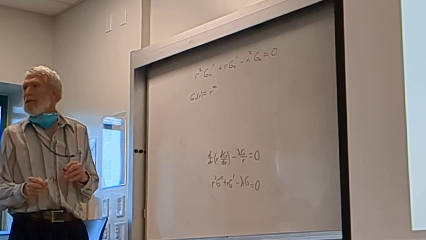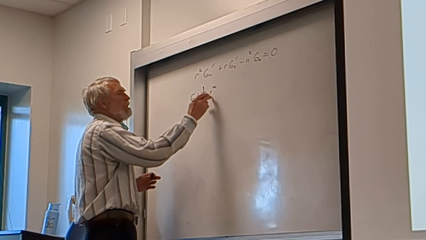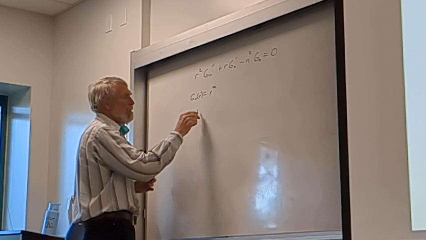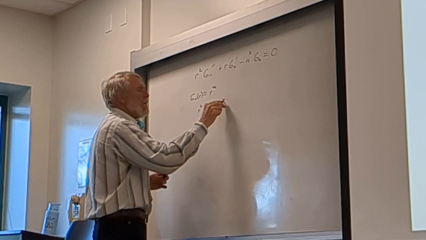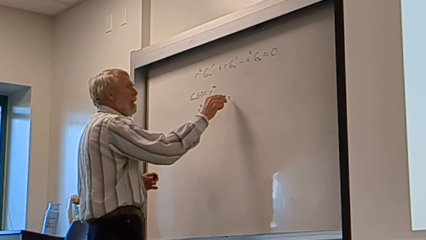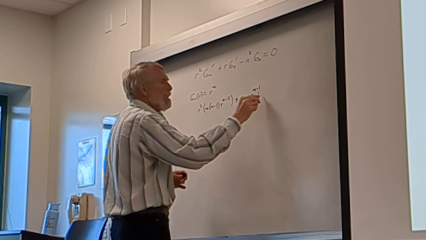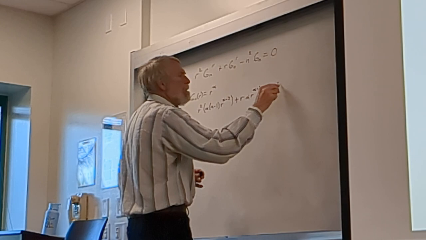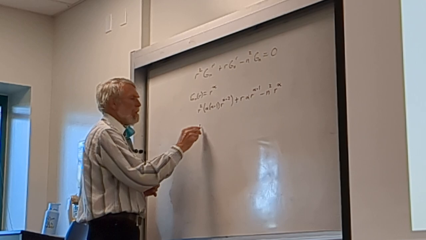And if we have that, taking two derivatives of this, it's going to give us an r squared, and then we're going to get an alpha times alpha minus 1, r to the alpha minus 2. Right? Two derivatives. Plus r, taking one derivative, you're going to get an alpha r to the alpha minus 1. And here we're going to get a minus n squared r to the alpha. Okay? All right, I think everybody can see you could factor out an r to the alpha, and what are you left with?